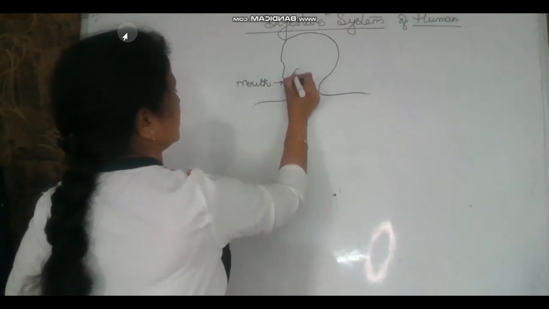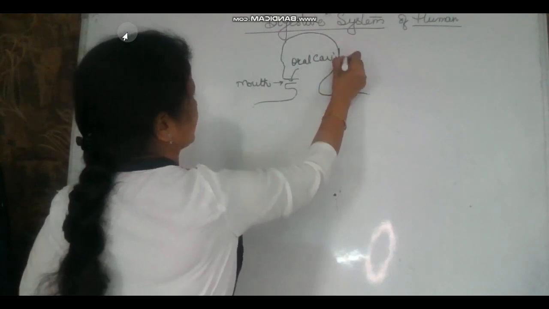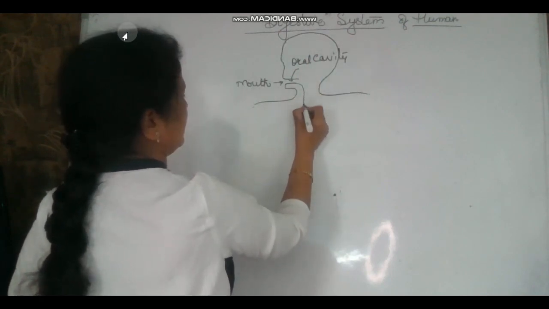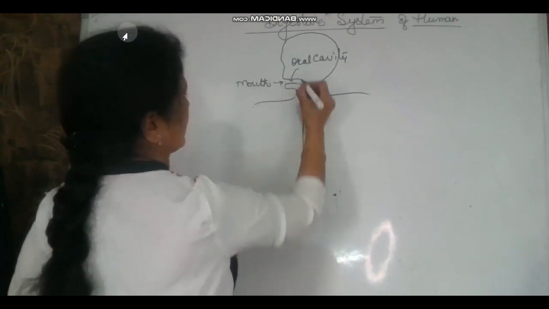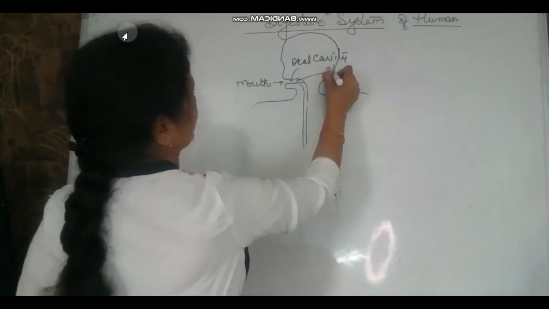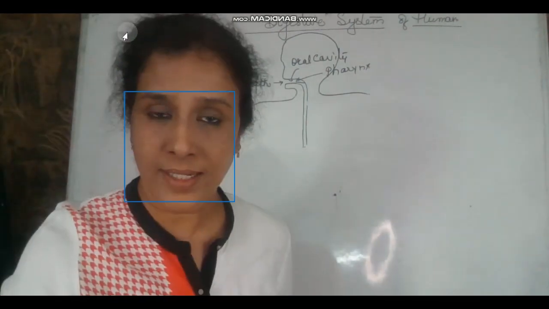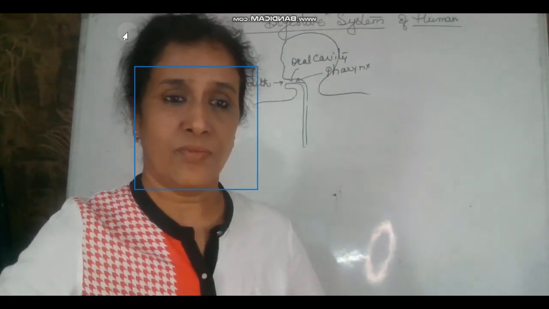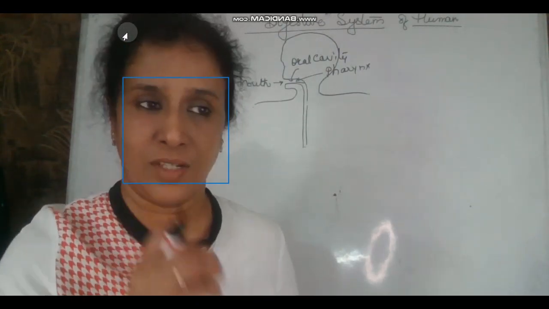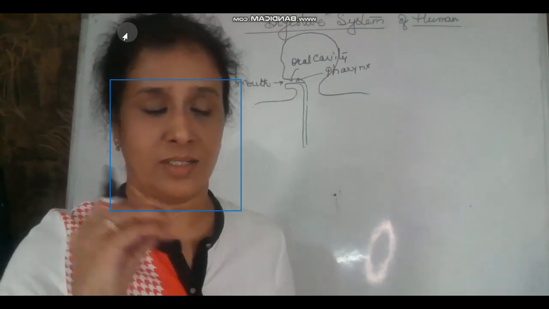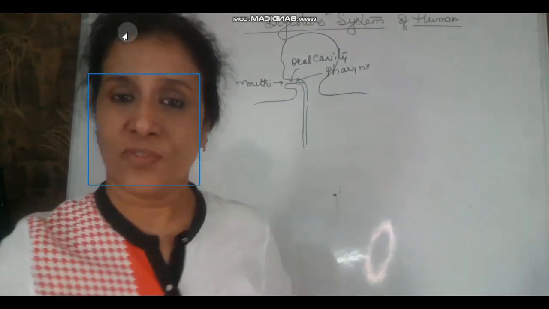This mouth continues into oral cavity, and then this is the food pipe. This area is called pharynx. You know that pharynx is the common passage where mouth is opening, where the nasal cavities are opening, where windpipe starts, where food pipe starts, where eustachian tube from our ears open. So this is the common area, pharynx.